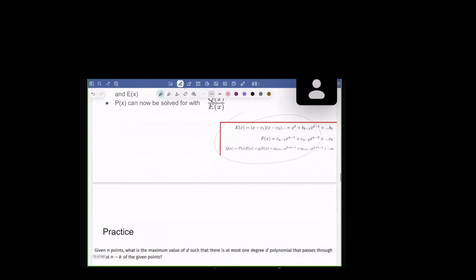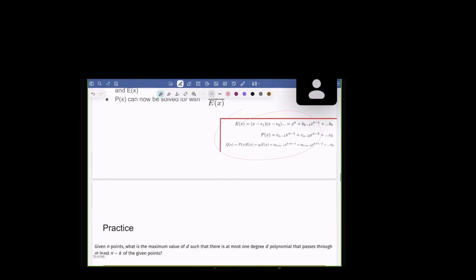Can you guys see the screen? I know it's a little low. I just don't want to leak the answer. Okay, so given n endpoints, what's the max value of d such that there is at most 1 degree d polynomial that passes through at least n plus k data points?